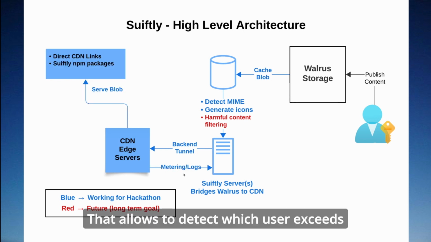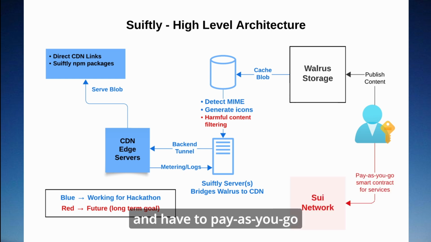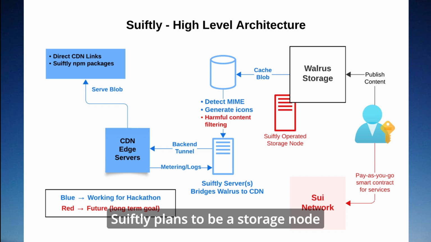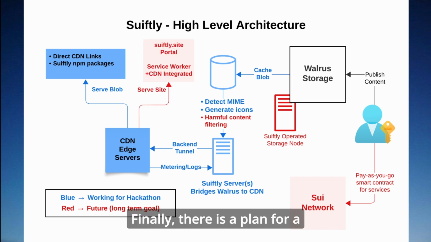That allows detecting which users exceed the free tier limits and have to pay as you go through a smart contract. Suiftly plans to be a storage node operator to pay for its operations. Finally, there is a plan for a Suiftly.site to easily integrate with the CDN and other services.